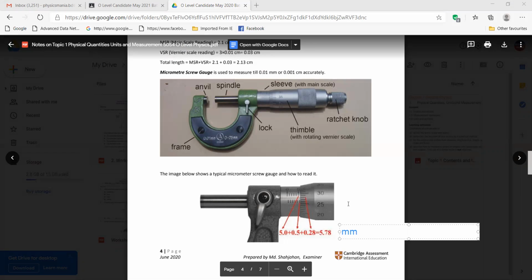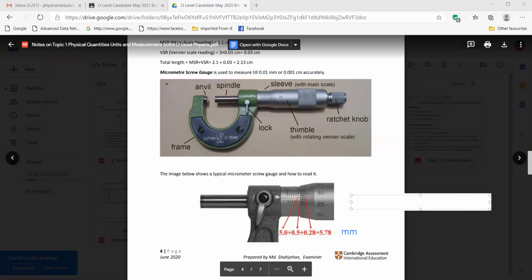I'm showing you the multiplication here. Here 28 is the circular scale reading multiplied by 0.01 millimeter, okay? Yes sir. That's giving you 0.28 millimeter. Now it's clear to you, right? Yes sir.